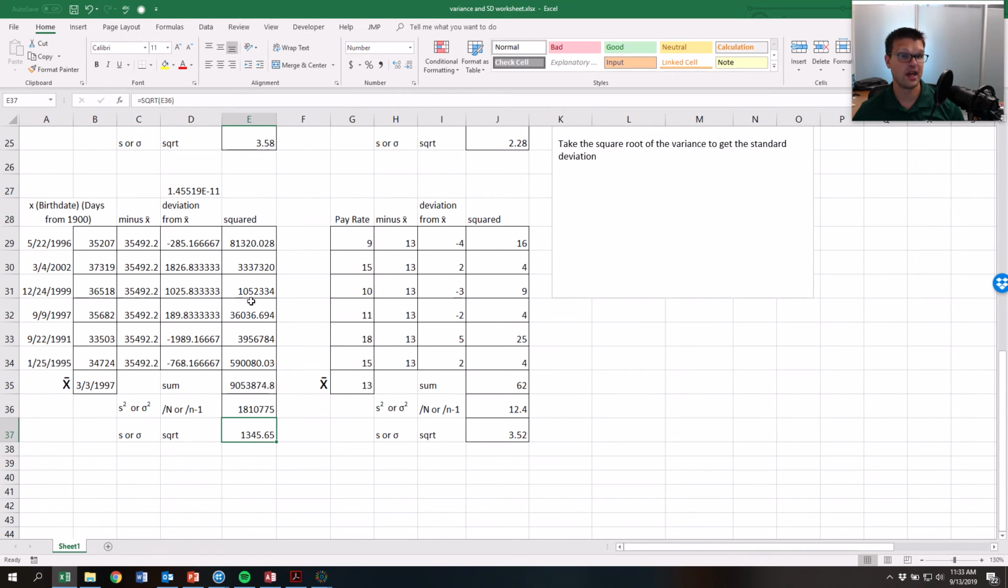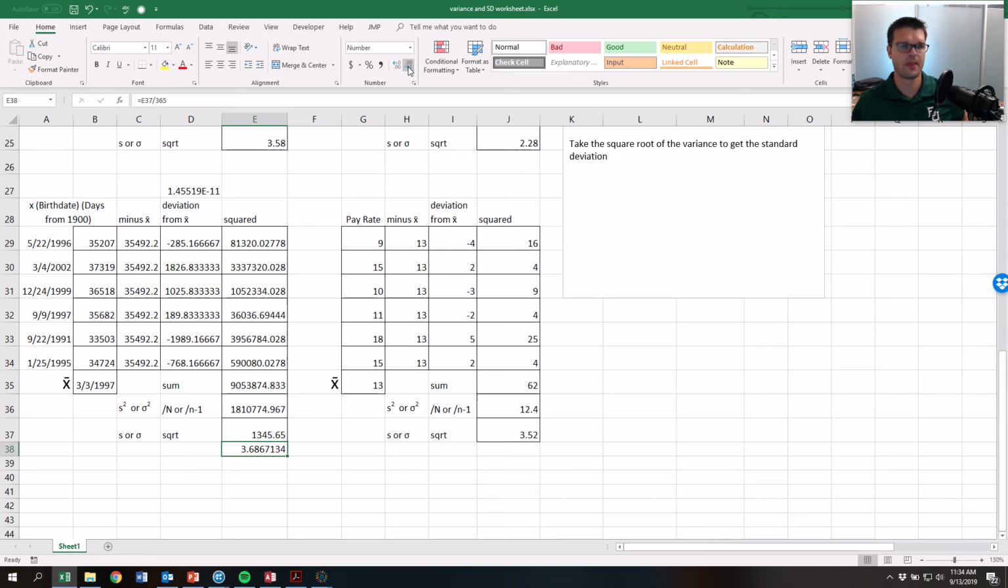Okay, so the average birthday is March 3rd, 1997, but on average, employees' birthdays deviate from that date by 1,345.65 days. Or if you wanted to, you could put it in years, equals this divided by 365. So on average, individuals deviate by 3.669 years from that date. I'm going to go like this, 3.69 years. So that's how you do this.